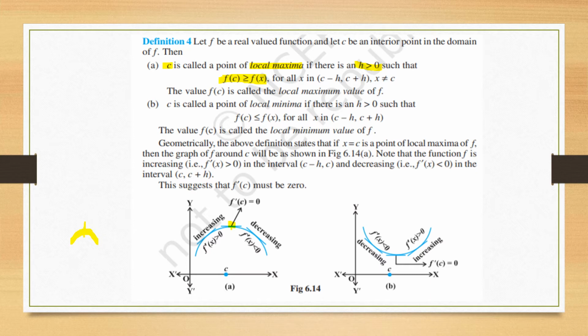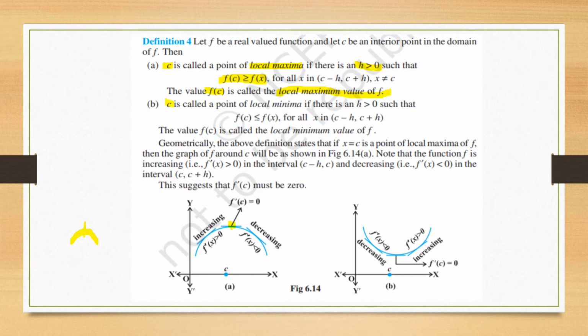So what is happening is that your point is one step behind and one step ahead, and this function is assuming its maximum value here, so it is your point of local maximum. Here c minus h is towards this side and c plus h is towards this side, for all x in the immediate neighborhood of c, and f of c in this case will be called the local maximum value of f.